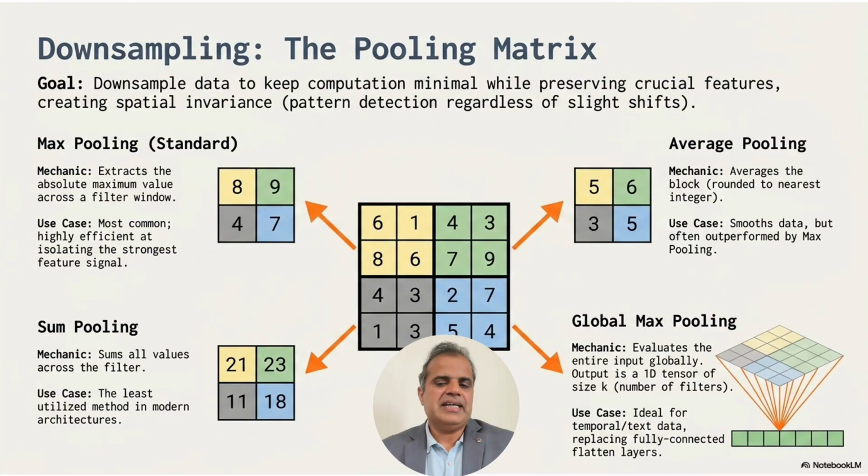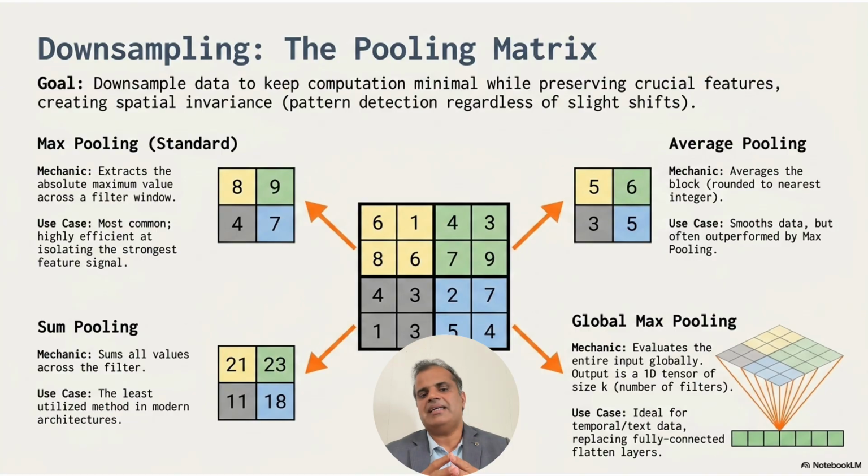Once our filter creates a feature map, we want to condense that data even further. This is called downsampling, and we do it using a pooling matrix. Pooling has a twin goal: keeping our computer's memory footprint light and creating a spatial invariance, which just means the network can recognize a pattern even if it shifts slightly. There are four ways to pool data, as shown by the colored arrows. Max pooling is the absolute industry standard.